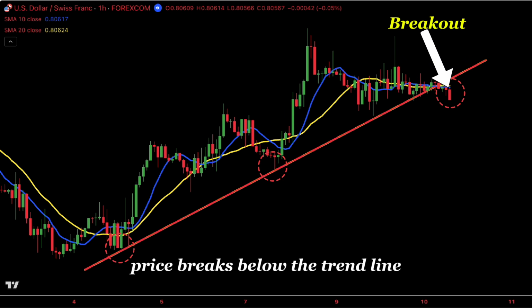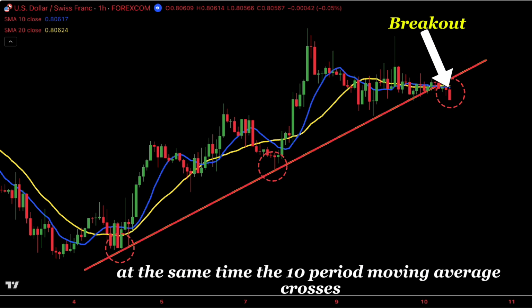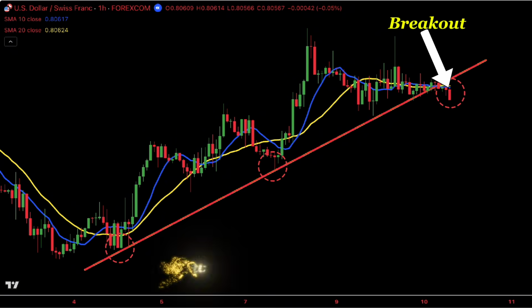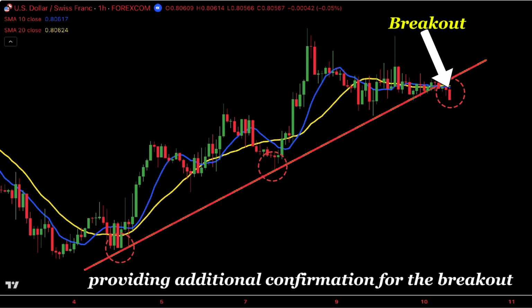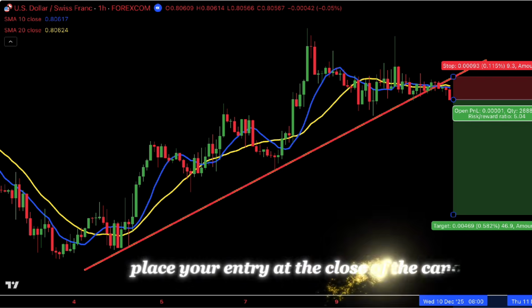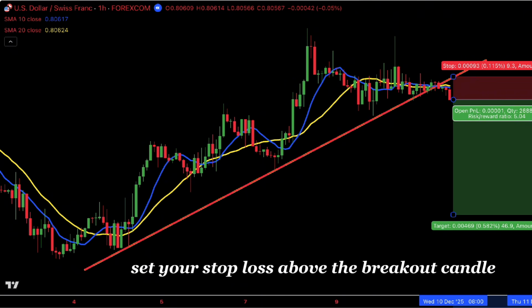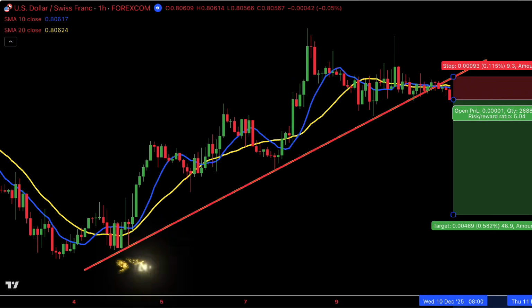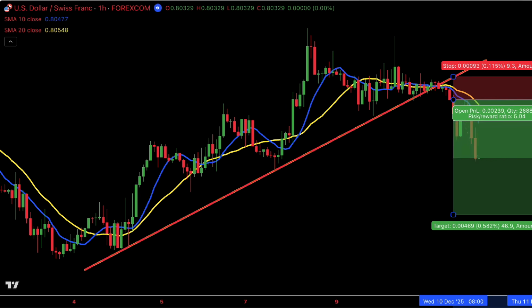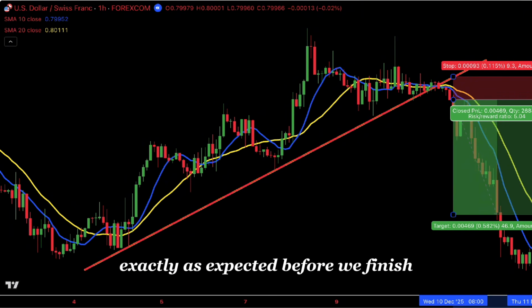Price breaks below the trend line, signaling that the bullish momentum may be coming to an end. At the same time, the 10-period moving average crosses below the 20-period moving average, providing additional confirmation for the breakout. To enter the trade, place your entry at the close of the candle that breaks below the trend line. Set your stop loss above the breakout candle and use the next support level as your profit target. Now, look at what happened next. As you can see, the market moved lower and reached the target exactly as expected.